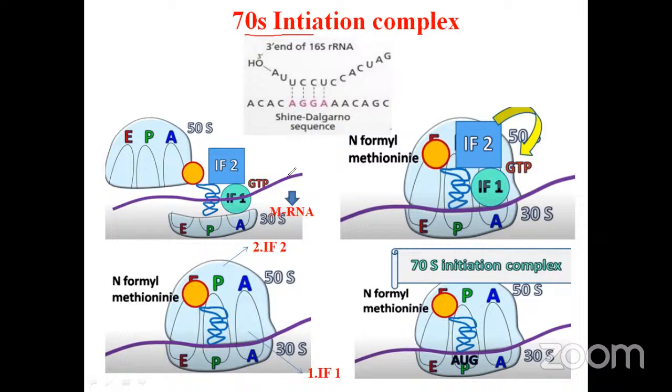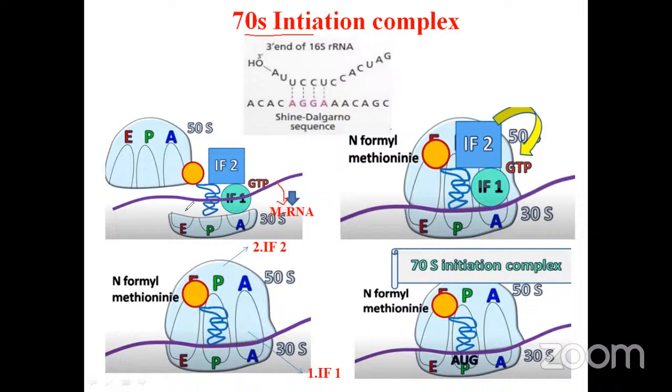This is the mRNA strand, this violet color. The mRNA strand is attached to the 30S subunit. Because here there is no restriction. What is the function of IF3? IF3 causes dissociation. If IF3 is absent, there is a chance of reassociation. So in the absence of initiation factor 3, the larger subunit binds to the 30S subunit along with the mRNA strand.